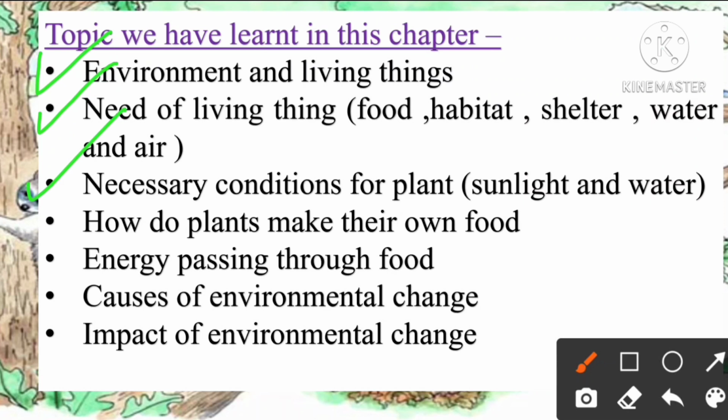After that, energy passing through food. How the energy is passing from the sun to the animal. You have learned the energy passing through the food in this chapter. Then at the last, you have learned about the causes and the impact of environment change. So let's just move to the discussion of today's class.